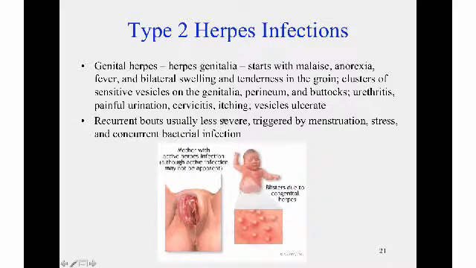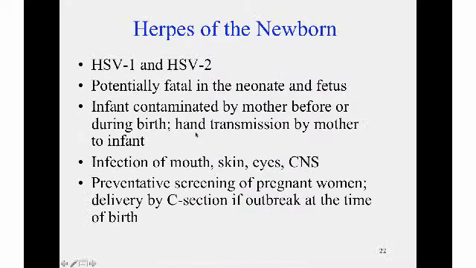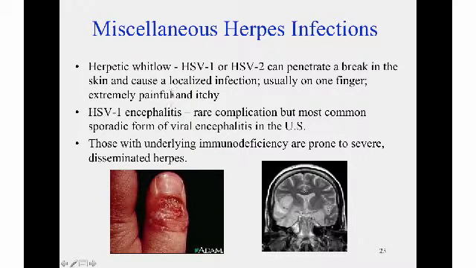These recurrent bouts usually are less severe, and the triggers have been found to be menstruation, stress, and concurrent bacterial infection. Now, this can be spread to the neonate and the fetus, and it's potentially fatal. So usually pregnant women are screened, and if they are experiencing an outbreak at the time of delivery, a C-section will be performed. Also, some other manifestations, herpetic whitlow.